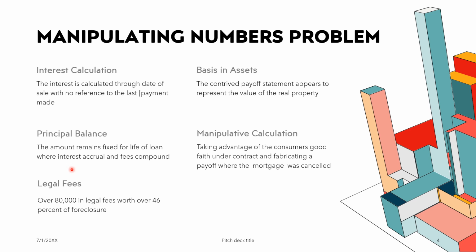In this case, we also noticed that legal fees were out of this world. It was $80,000 for a loan that was under $200,000, $80,000 in legal fees. That was worth over 46% of the foreclosure cost. Now, what we believe is happening with these legal fees and some of the shenanigans we found, and we did find a good degree of questionable line items.